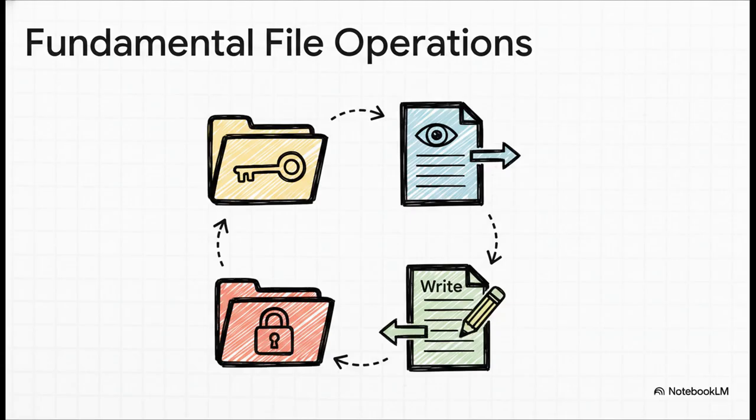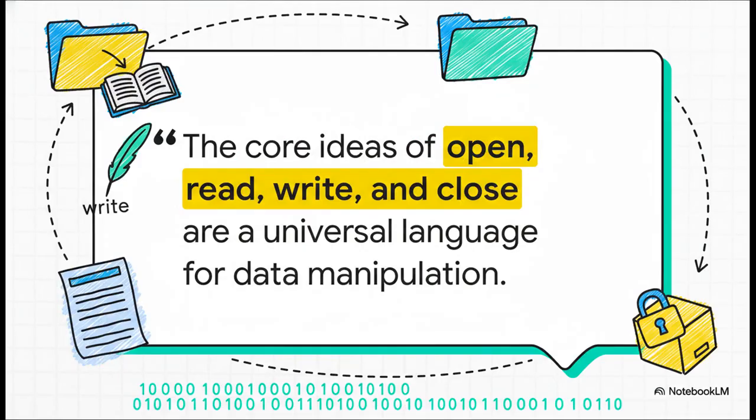Once it's open, you can either read from it to get data out, or you can write to it to put new data in. And then, and this is super important, you have to close it. That's the step that actually saves your changes and tells the computer, okay, I'm done now. And this is where it gets really cool. It honestly doesn't matter what programming language you're using. The specific words might be a little different, but these core ideas, open, read, write, and close, they are the true universal language for working with data.